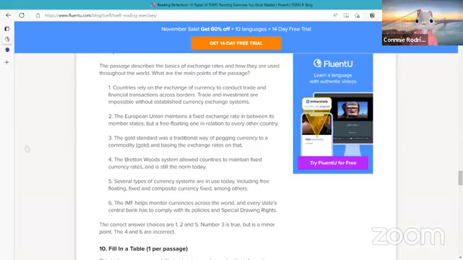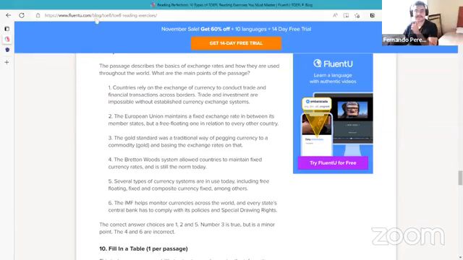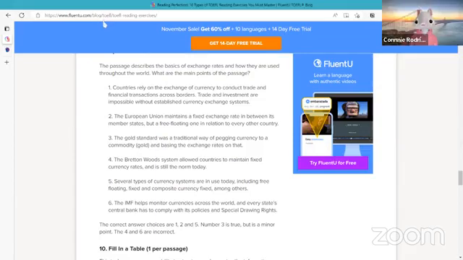6. The IMF helps monitor currencies across the world, and every state's central bank has to comply with its policies and special drawing rights. The correct answer choices are 1, 2, and 5. What's the plural for choice? Choices. Exactly. The correct answer choices are 1, 2, and 5. Number 3 is true, but is a minor point. The 4 and 6 are incorrect.